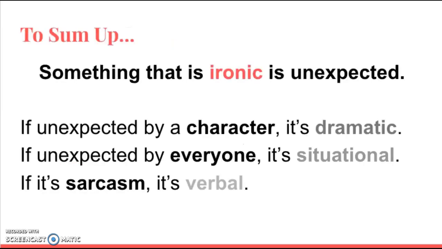So if we had to sum it up, something that is ironic is unexpected or is the opposite of what is expected. If it's unexpected by a character, it's dramatic. So we know, but the character doesn't know. So it's unexpected for them. It's dramatic irony. If it's unexpected by everyone, because the event was unexpected, it's situational irony. If it's sarcasm, it's verbal irony.